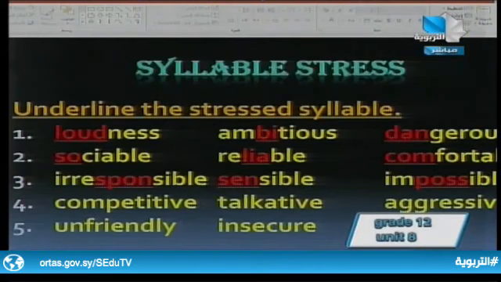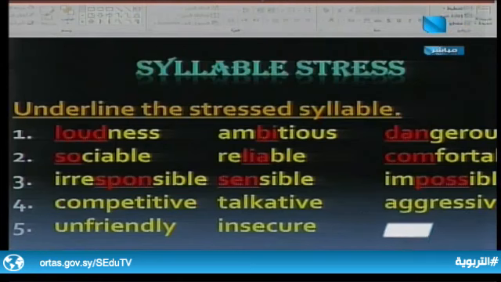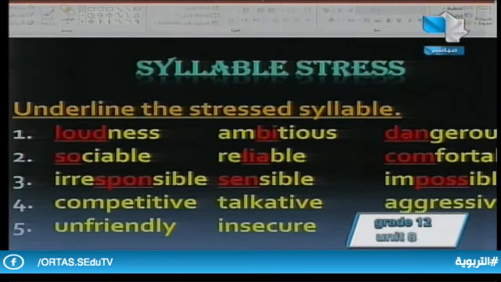Sensible, impossible. Sensible. Good. "Sen" is the stressed syllable. So here it depends on what you hear, right? Which part is the strongest one in the word? It's the first one. Yes, please. And we have impossible.